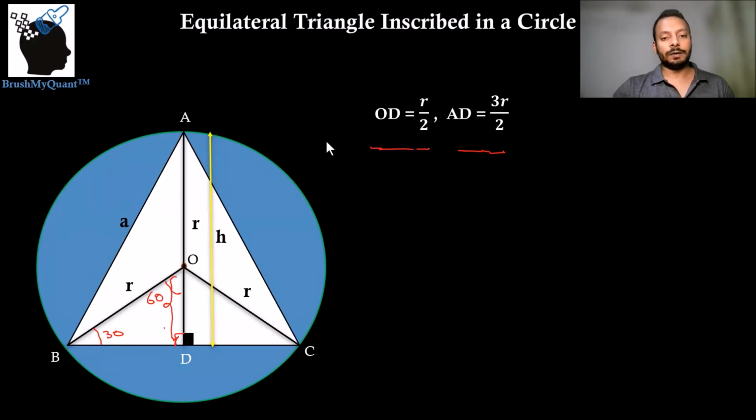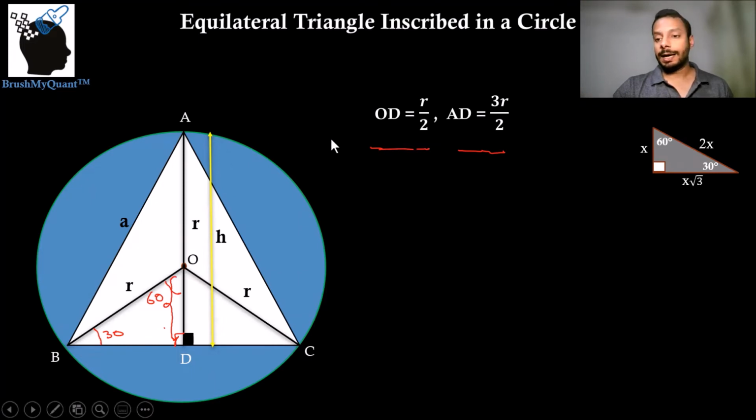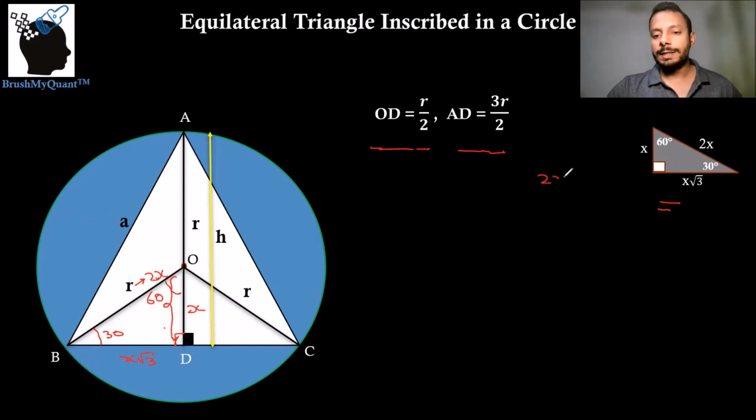And for a 30, 60, 90 triangle, we already know that the three sides can be written as X, X root 3 and 2X. So if you compare this one and triangle OBD, then OD can be taken as X. That means R becomes 2X and BD becomes X root 3. So that means 2X is equal to R, or nothing but X is equal to R by 2. So that means the value of OD becomes R by 2.